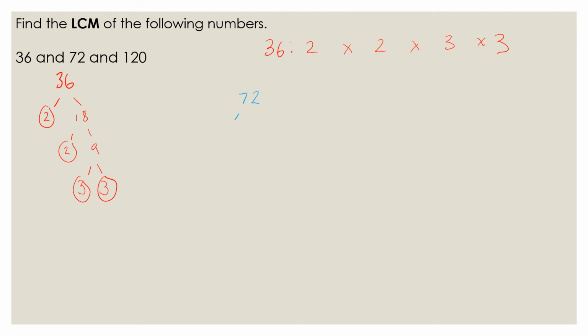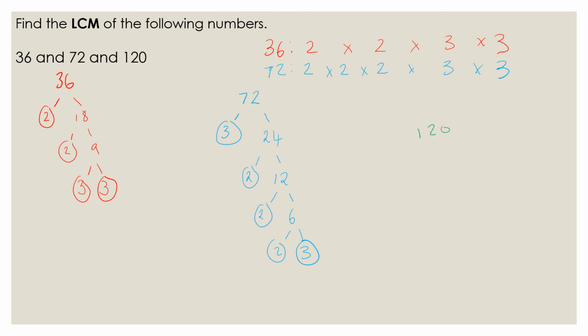72. I'm going to split that into my 3 times tables this time, which is 3 times 24, then 2 times 12, 2 times 6, 2 times 3. So 72 is 2 times 2 times 2 times 3 times 3. And I've tried to align that so that it's a little bit clearer at the end.